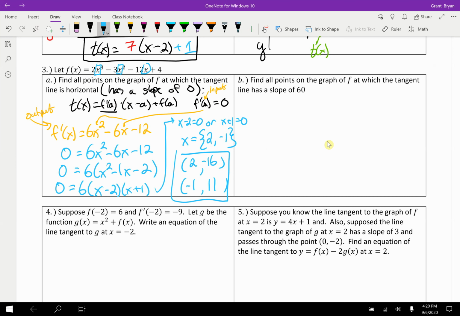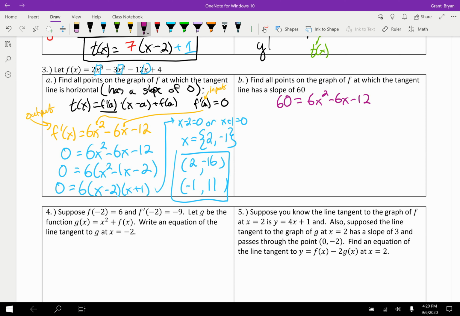Find all points on the graph at which the tangent line has a slope of 60. Well, the tangent line's slope is, of course, f prime of a, and a slope of 60 means the output has to be 60. Super similar to before, except now we just need to set 60 equal to our f prime equation. So 60 equals 6x squared minus 6x minus 12.